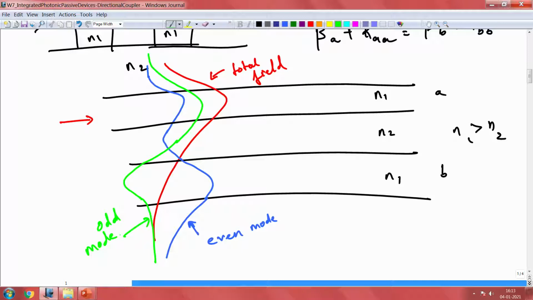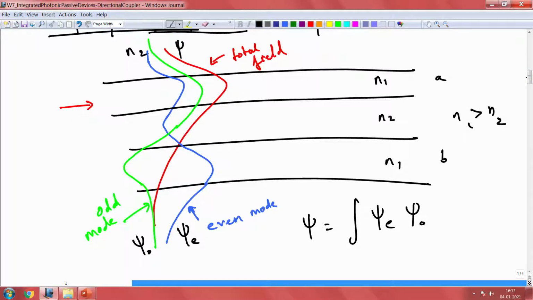So, now this total field is a combination of the odd and even modes that you have. In this particular case, we only have 2. So, this total field is nothing but the overlap integral. If I have to mark them, if this is chi, so you have chi e and then let us say chi o. So, this is the total field that you have. Chi is nothing but the overlap between chi e and chi o. The odd and even overlap is what gives you the total field here.